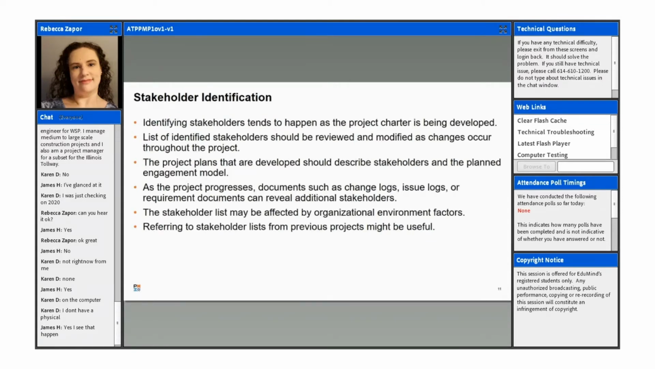So we'll talk a little bit about how to identify stakeholders. Stakeholders should be identified as early in the project as possible so that you can really meet their needs and expectations. You can learn about them, understand what their needs and expectations are, and then put a plan in place on how you're going to meet those needs and expectations.